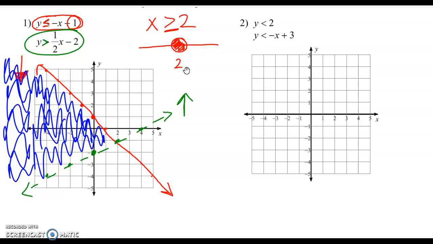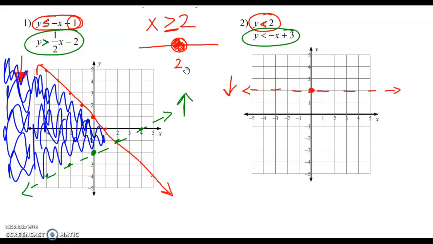All right, so on the second one, y is less than 2. Well, the y-intercept is 2. It has no slope, so it's a horizontal line. It is less than, it's not equal to, so I make a dashed line. It's less than, so I want to be below that line. Less than is going to be underneath.